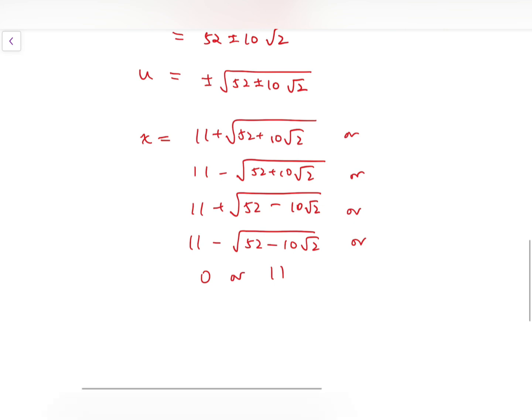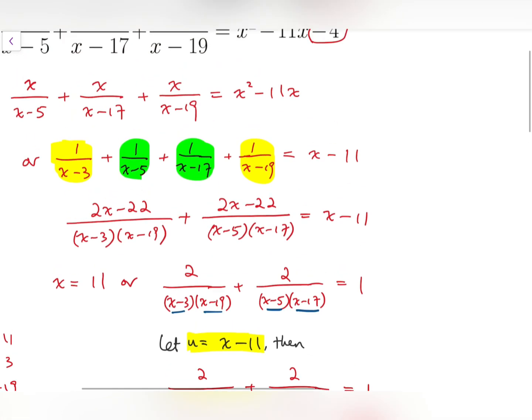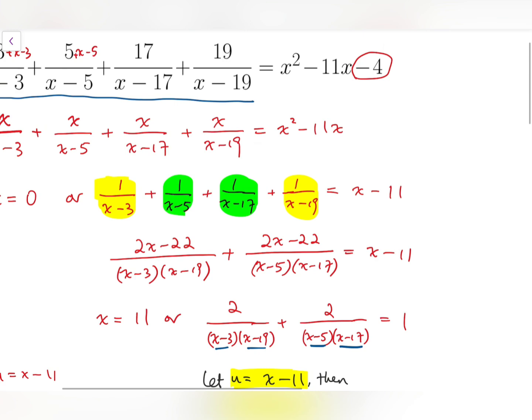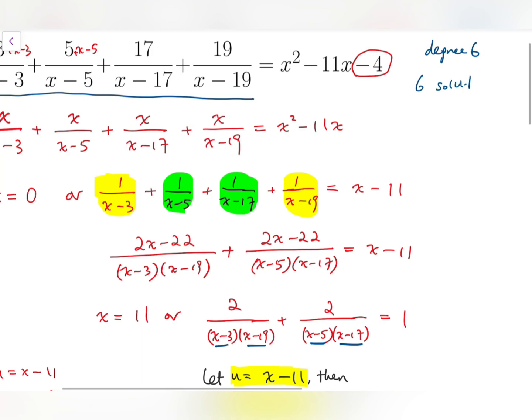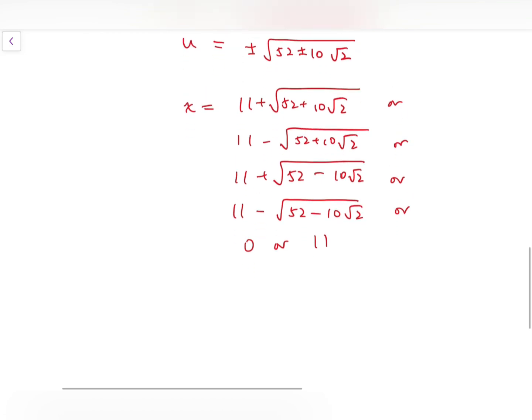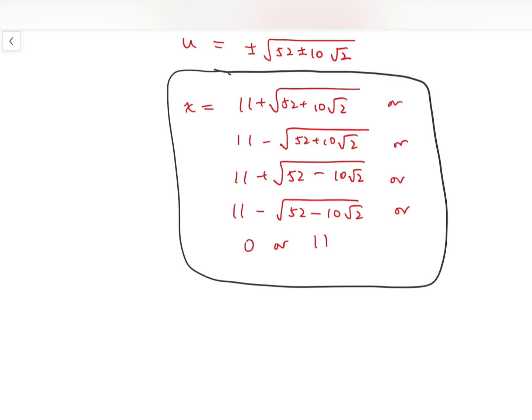If we go back to the top of our problem, you can see that we actually have a degree 6 equation. If I multiply everything out, adding up all the denominators on the left, I'll have a degree 4 polynomial at the bottom, and when I move it to the right, I have degree 6. So I expect 6 solutions, and if I scroll down again, you'll see that indeed I have 6 solutions. These are all valid, and it's our final answer.